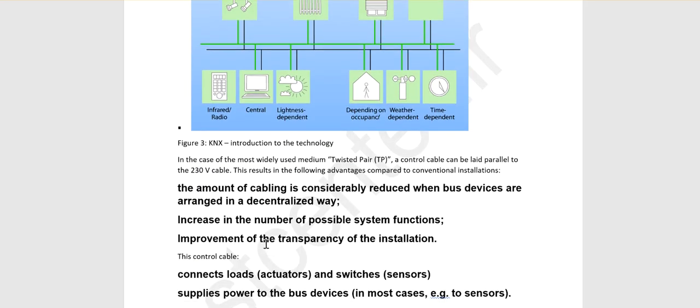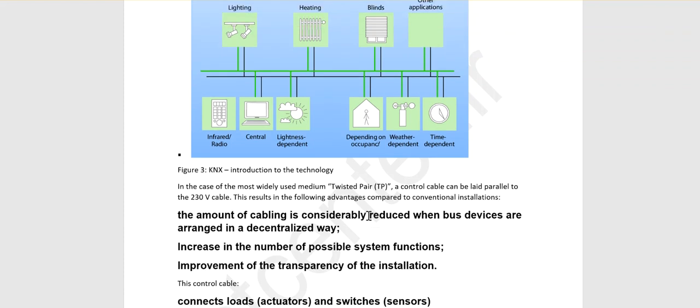Okay. So the amount of cabling is considerably reduced when bus devices are arranged in a decentralized way. So our devices are arranged in a decentralized way in the 3 topology. I mentioned that. What it means in decentralized is that every device in KNX has its own microcontroller, okay? So there's no need for any server, okay? So you can configure the devices and connect them to each other without any necessary connection to the server, okay? And use different topology.